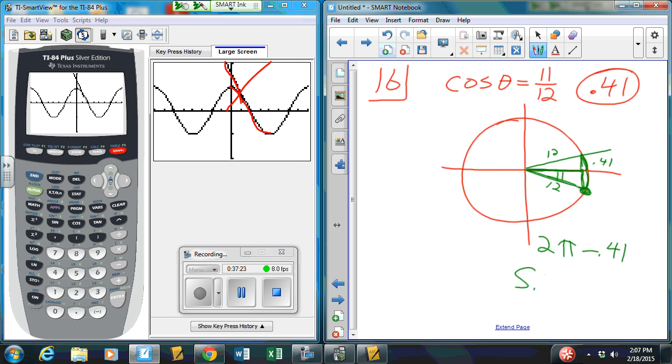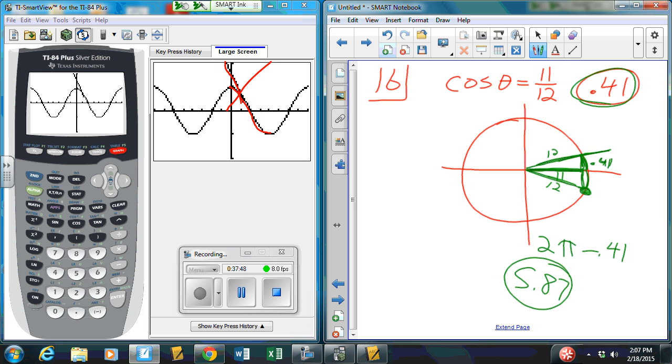5.87. Is it negative 0.41? No. 0.41 was my answer up here, right? And I got that for 1 here. 0.41 was this answer right up here. So is there two possible answers? Yeah, all of these have two possible answers, unless it's on an axis. Or you have to have both answers.